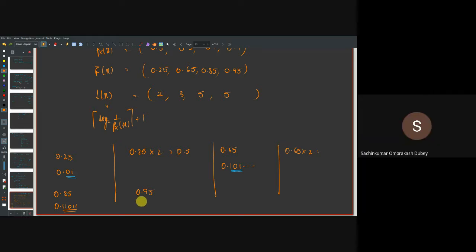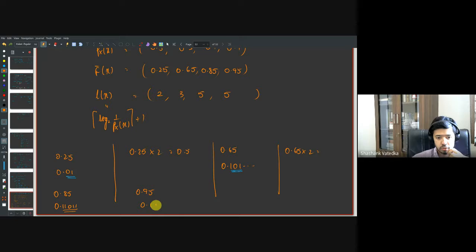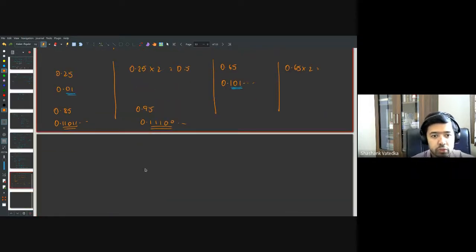One one one zero zero. 11100. Okay, something. It would go on, but at least what we're interested in is only the first 5 bits. All right, so the code words are going to be the following.